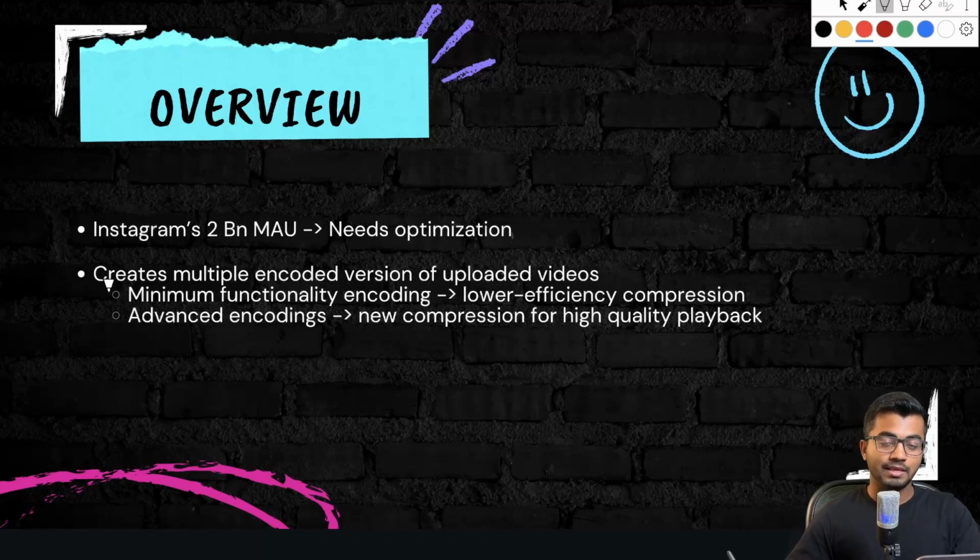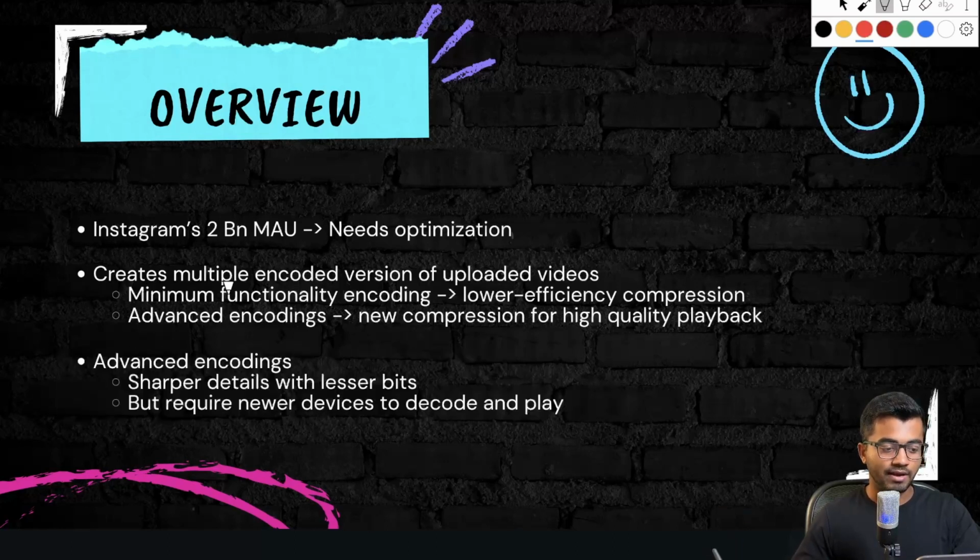The primary thing that they construct is a minimum functionality encoding, which is a lower compression, lower efficiency encoding, and the advanced encoding, which is a newer compression for high quality playback. If you don't know the difference, the advanced encodings are sharper with lesser bit size. That means they can be smaller and even crisper and more clear in playback. But for that to happen, the device on which they are playing needs to be new, because the device needs to decode and play it on the client side. That is pretty interesting.